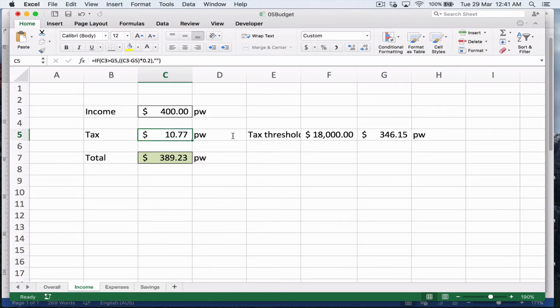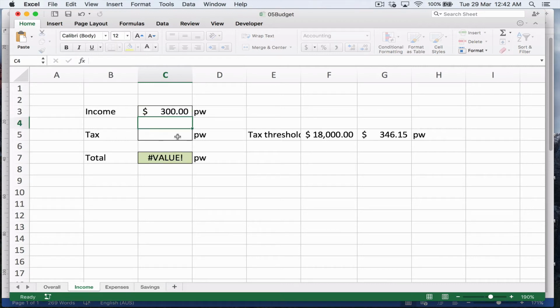End bracket. Okay, so this now means that if we're earning, let's say we earn $300 per week, then we shouldn't pay any tax. If we're earning $400, then I have to pay $10 in tax. So here I need to do this, take away this. So equals how much money it is, take away how much tax I have to pay.